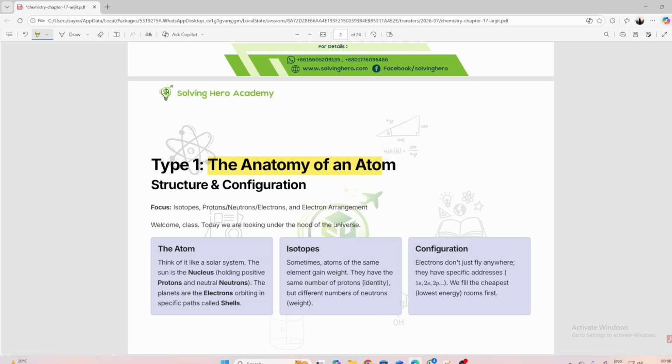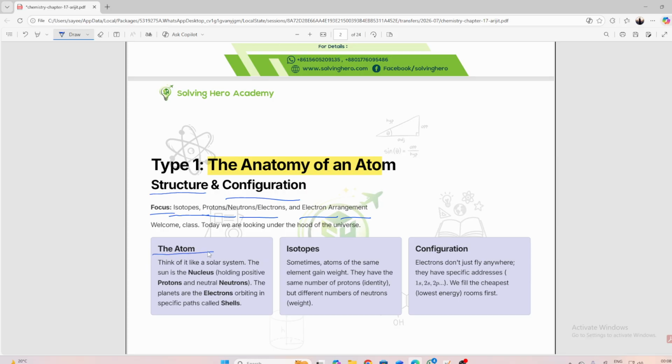So what we have just learned, anatomy of an atom. Let's have a look on the slide. What does the slide say? At first, a structure and configuration. So focus, you will learn isotope, proton, neutrons, electron, and electron arrangement. So the first slide, the atom.